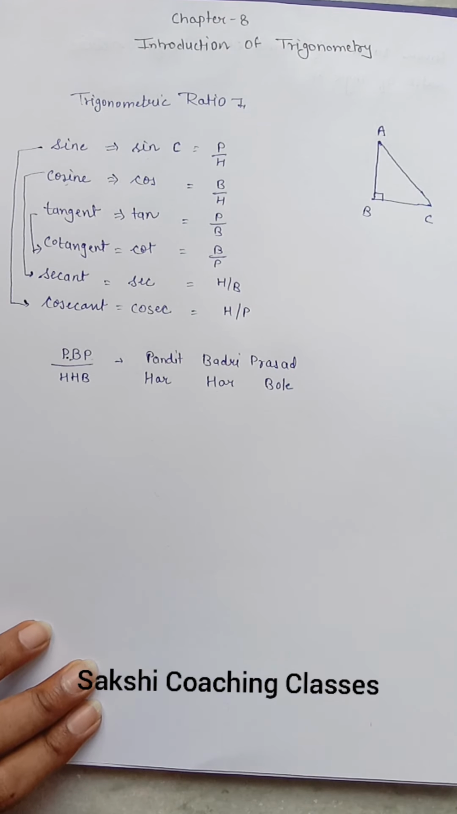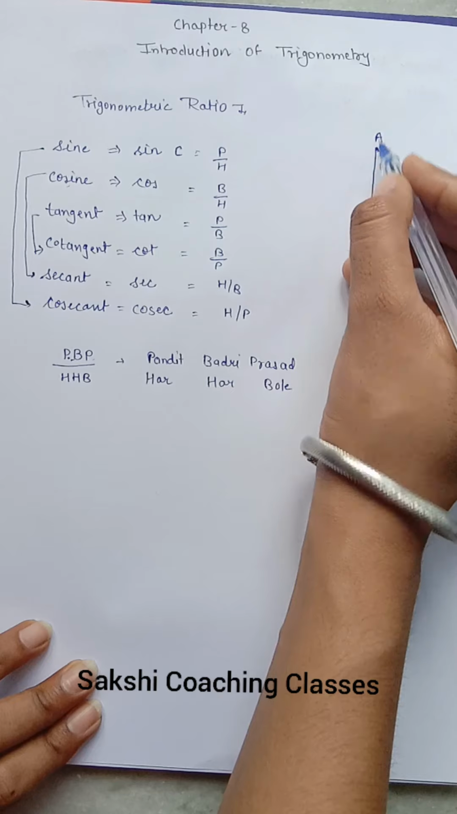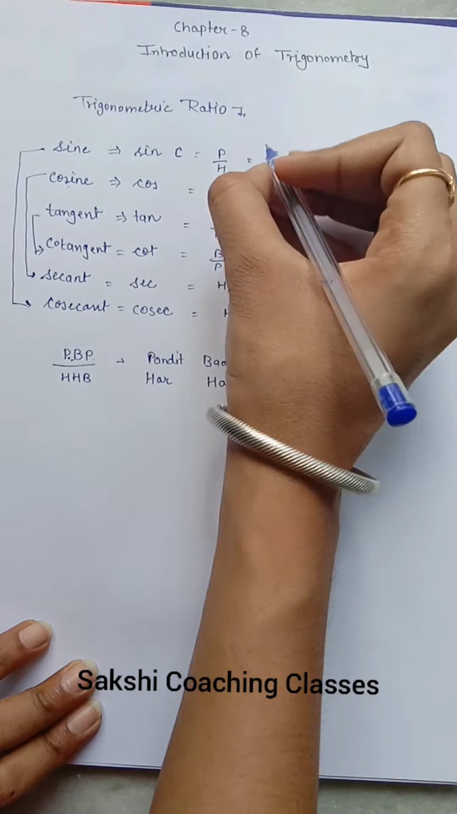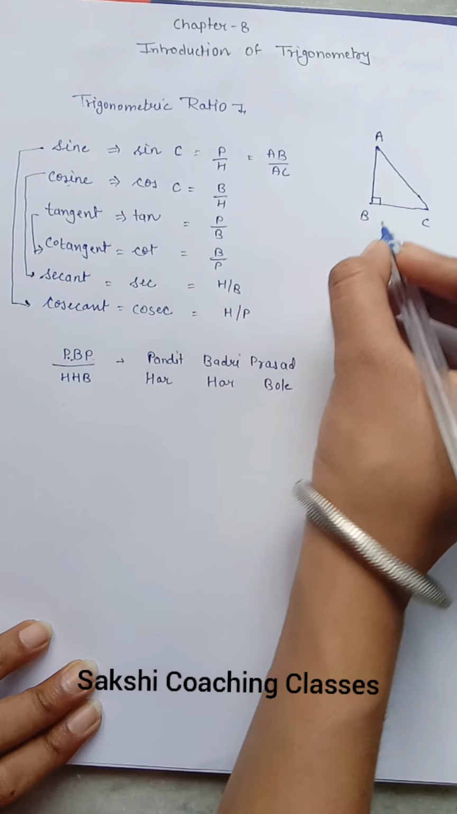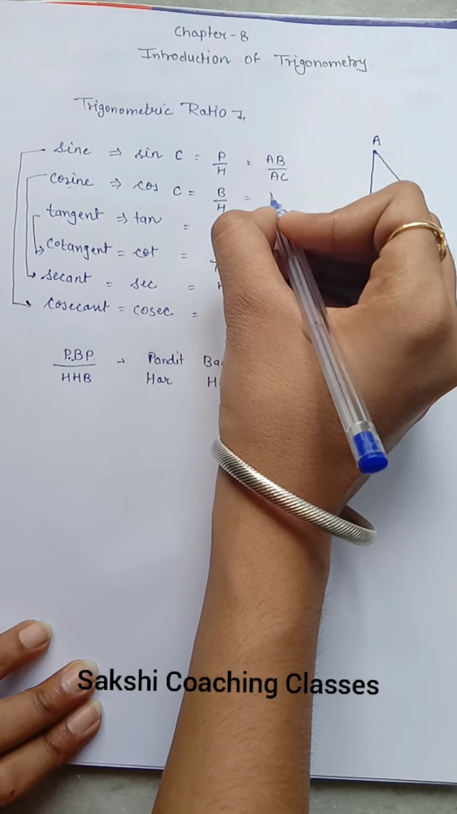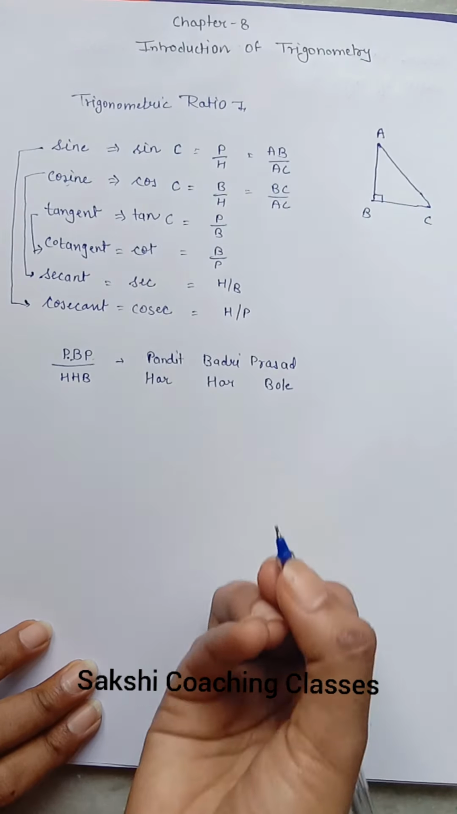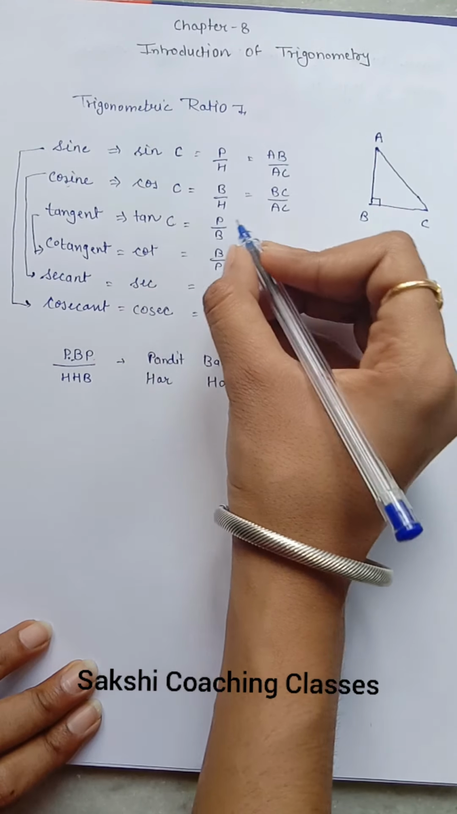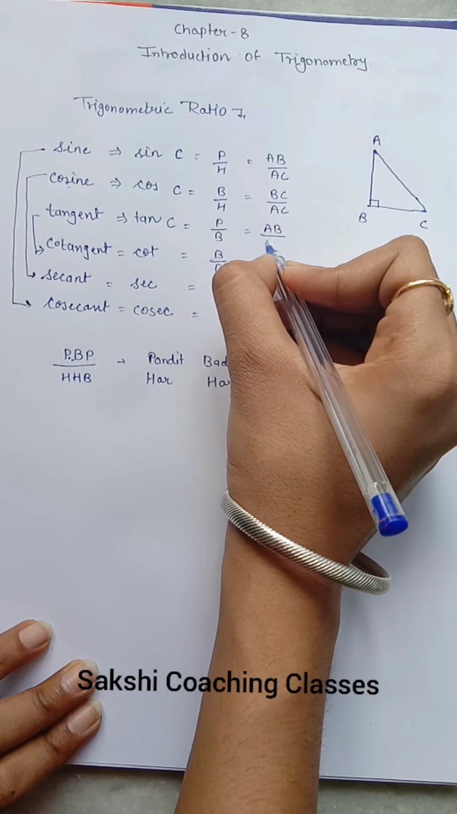Okay, now I just want to tell you that if you have to find sine C, then the perpendicular will be AB and the hypotenuse will be AC. If you have to find cos C, the base will be BC and hypotenuse will be AC. If you have to find tan C, then the perpendicular will be AB and base will be BC.